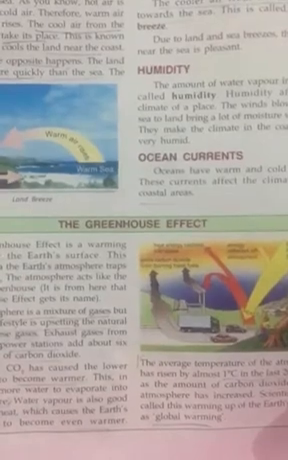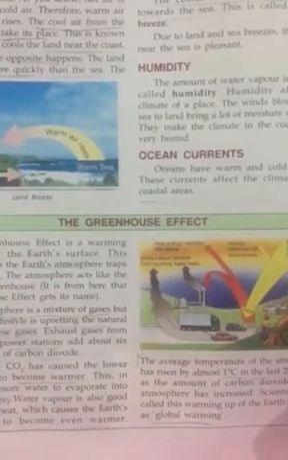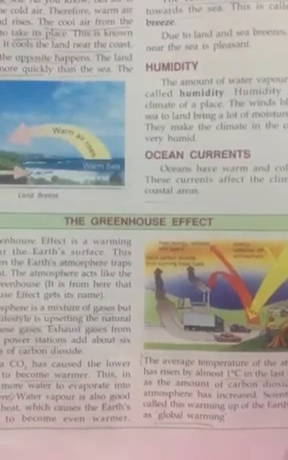Next we will talk about the ocean currents. Oceans have warm and cold currents. These currents affect the climate of the coastal areas.